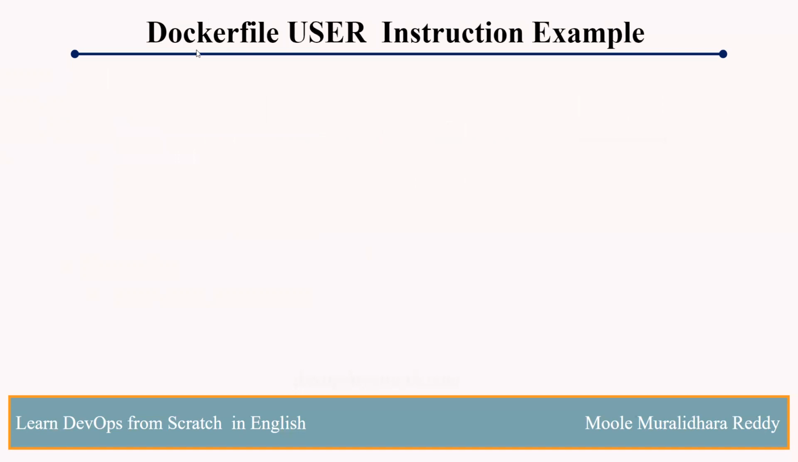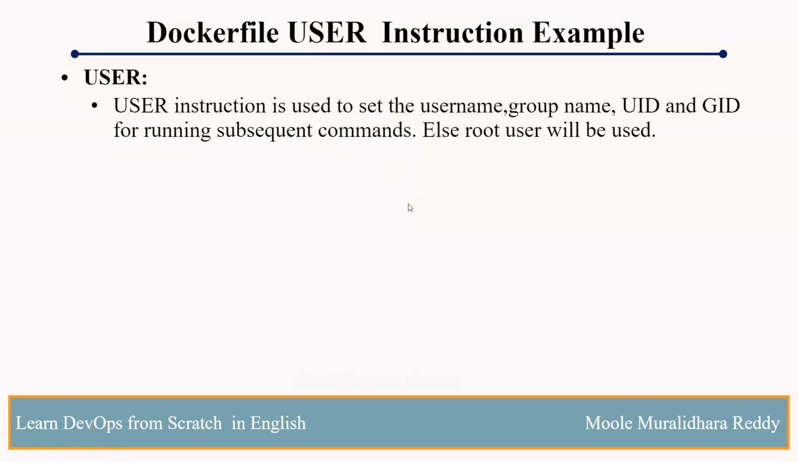Coming to the Dockerfile USER instruction. In case you want to create a user inside the particular Docker container, we can use the USER instruction. If you are not defining any user, by default it will run as the root user only. Using this USER instruction, you can create a UID, group ID, username, password, anything. If you are not creating anything, by default that container will run as the root user only.